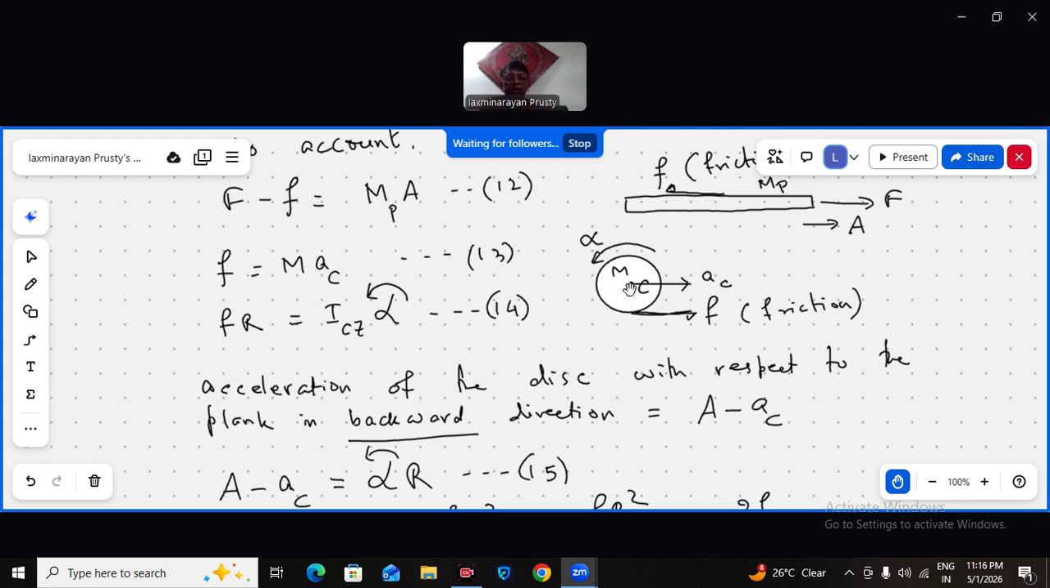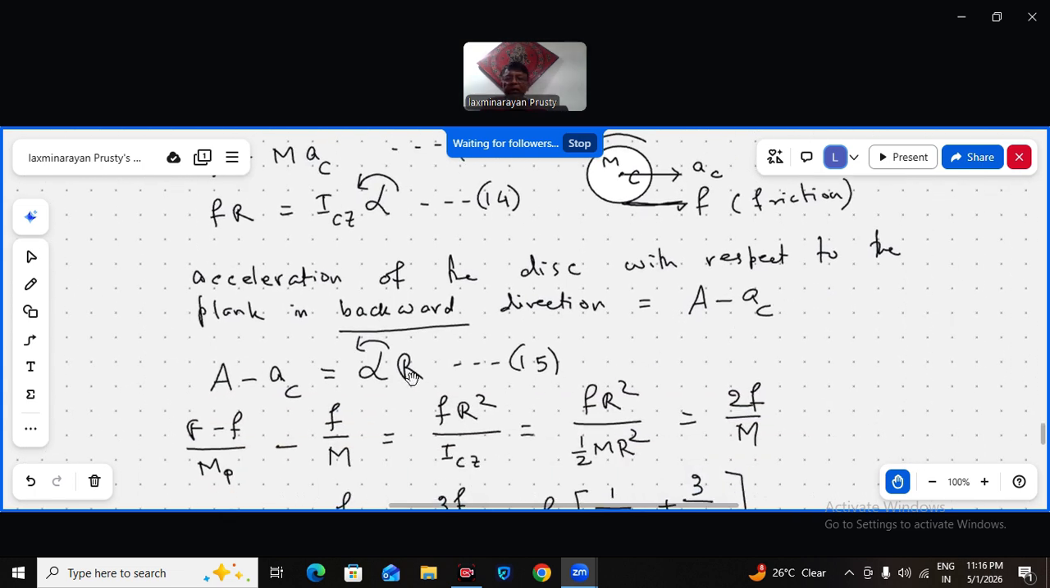Just see this. The alpha is in this direction. So I have to take the acceleration of C in this direction with respect to the Planck, because I want to use that rolling without slipping condition. So relative to the Planck, if I know the acceleration of the disk to the left, then that I can equate to alpha r. So what is the acceleration of the disk with respect to Planck in the backward direction? So acceleration is AC and this is capital A. So acceleration of C with respect to Planck will be AC minus capital A in forward direction. So in backward direction will be capital A minus AC. So that must be equal to alpha r for rolling without slipping.